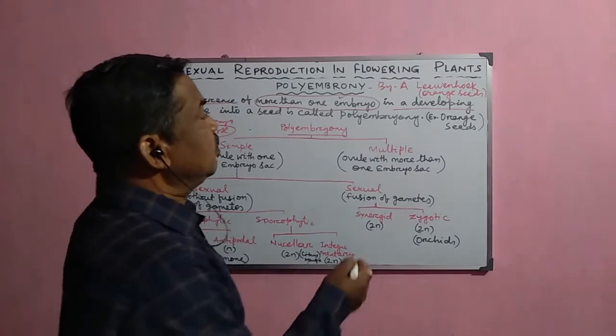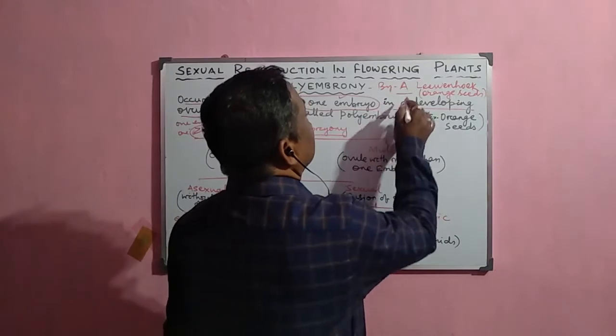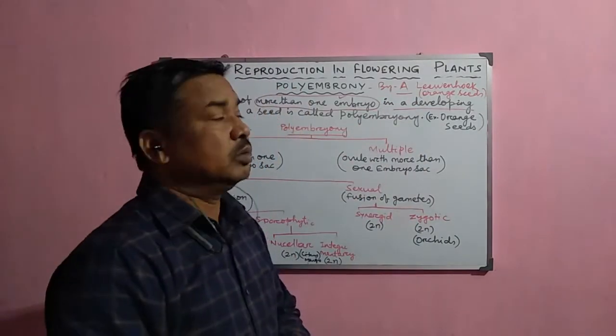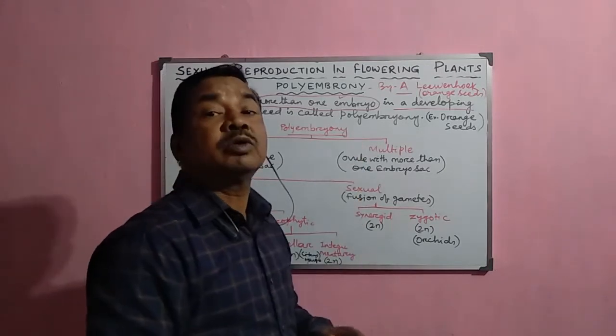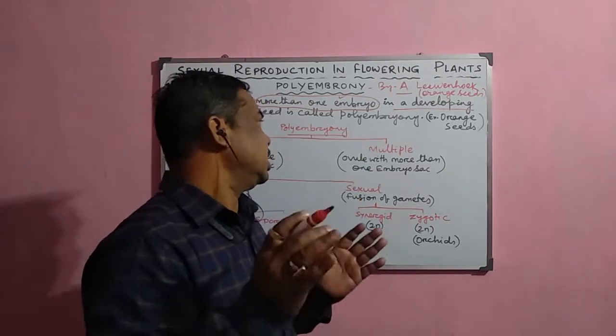It was observed for the first time by Anton von Leeuwenhoek in orange seeds. So this type of phenomenon also occurs in some other plants as well.